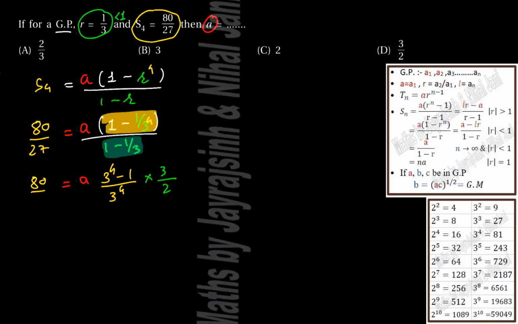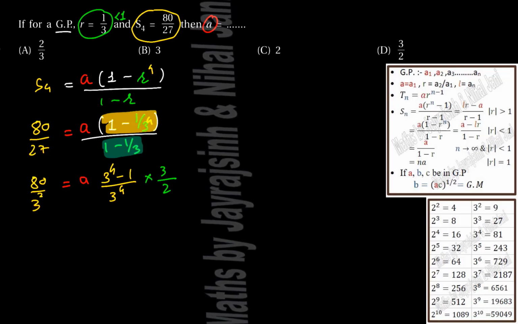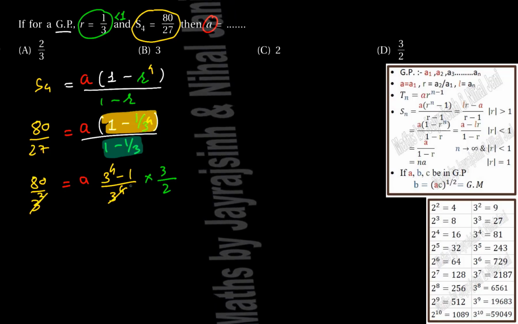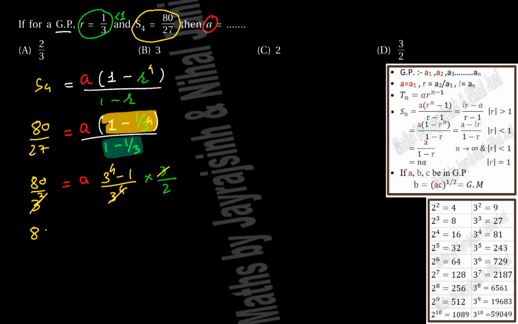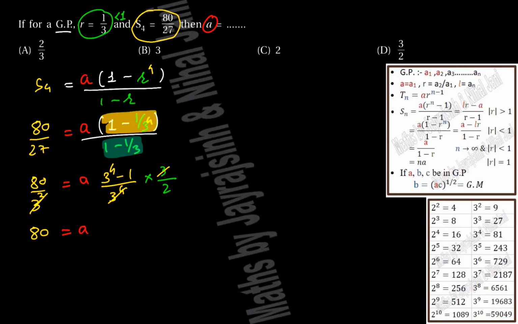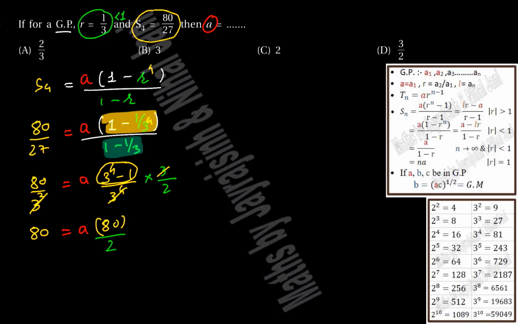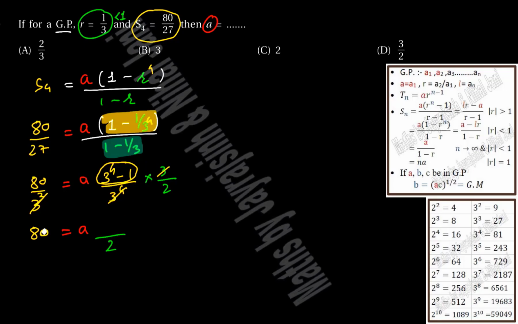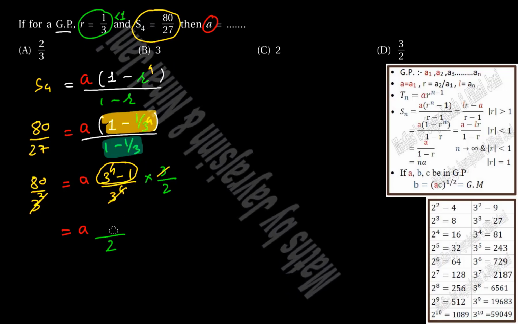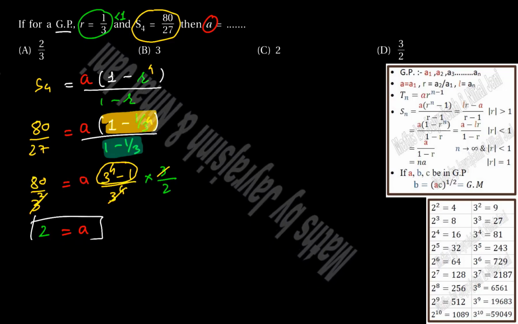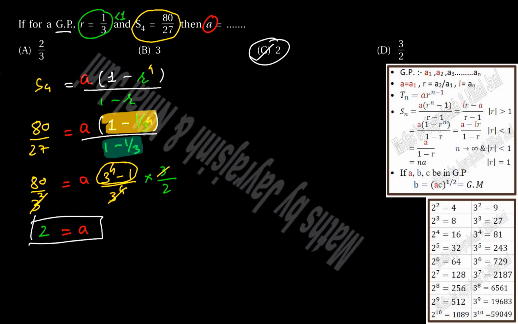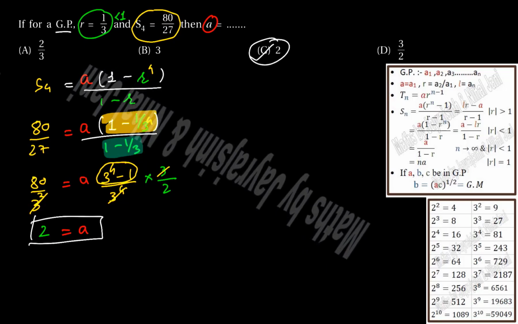Now, we know that 27 is nothing but 3 raised to 3. So 3 raised to 3, 3 raised to 4 and 3 will be cancelled out, and we will get 80 is equal to A into 3 raised to 4 minus 1, or we can say 81 minus 1, which is 80, divided by 2. Here, your 80 will be cancelled out, and if we move your 2 to the left side, we will get A is equal to 2, which is given in option C. Ta-da!